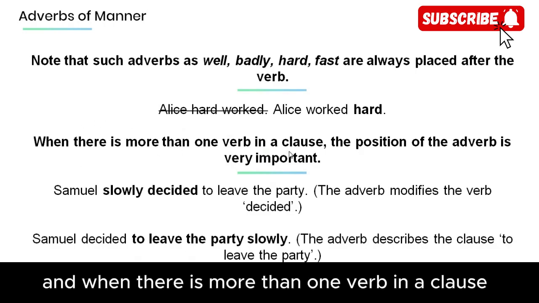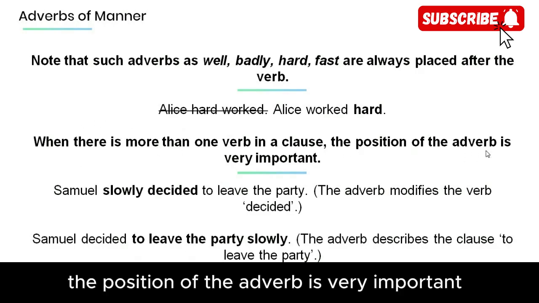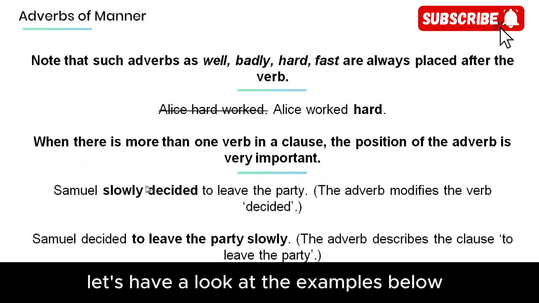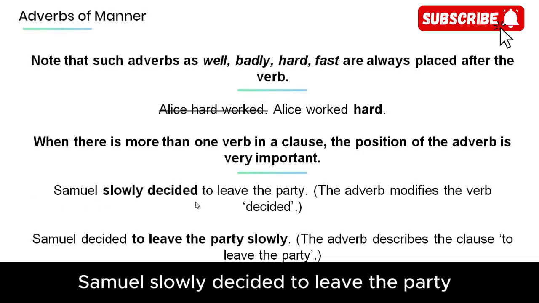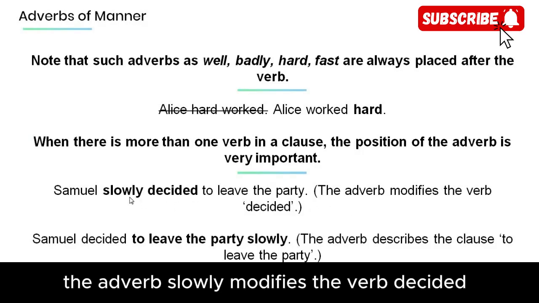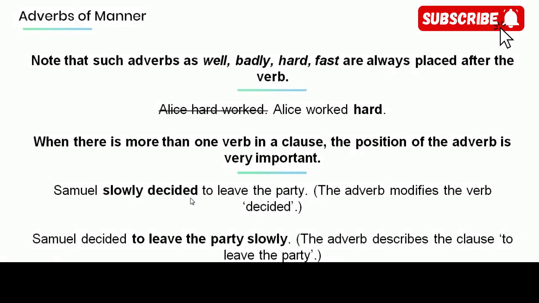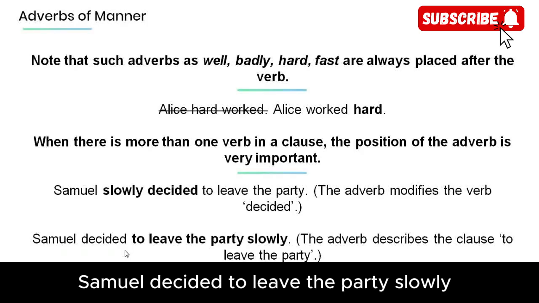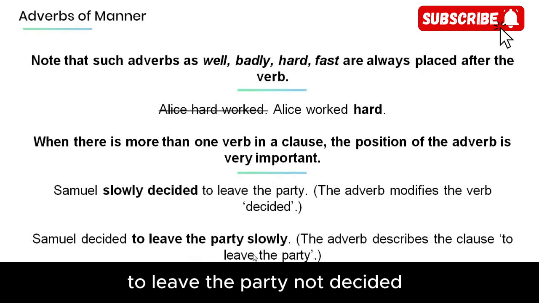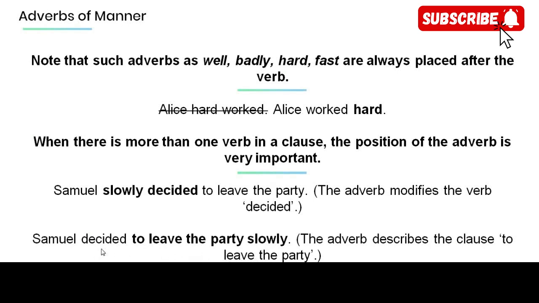And when there is more than one verb in a clause, the position of the adverb is very important. Let's have a look at the examples below. Samuel slowly decided to leave the party. Now, in this sentence, the adverb slowly modifies the verb decided, not leave. And in this sentence, Samuel decided to leave the party slowly. The adverb slowly describes or modifies the clause to leave the party, not decided.